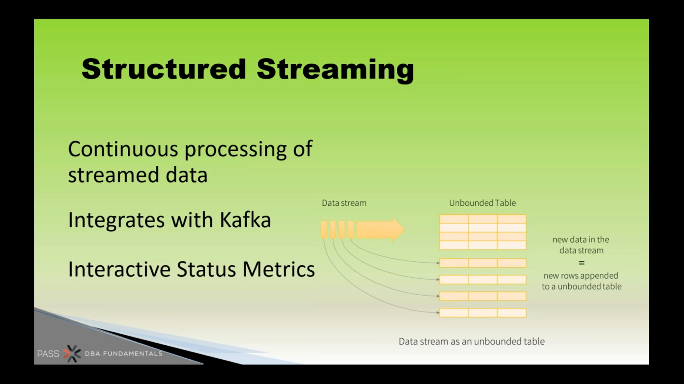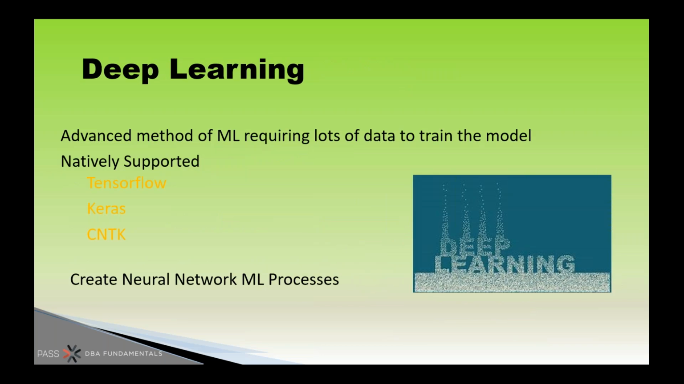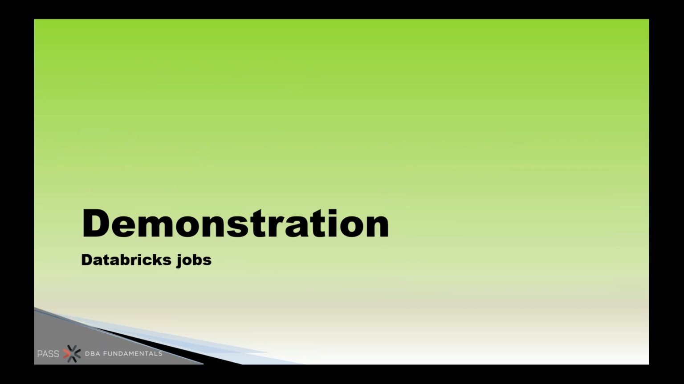The other thing that you can do with Databricks is a lot of interesting stuff with deep learning. Deep learning tends to take a long time because it takes a lot of data to train the model, and the algorithms used to process it are pretty intense. It natively supports TensorFlow, Keras, and CNTK, some of the more common algorithms, and you can use those to create neural network ML processes. So let me take some time now and show you some of the cool, more production features of Databricks so you can see those as well.